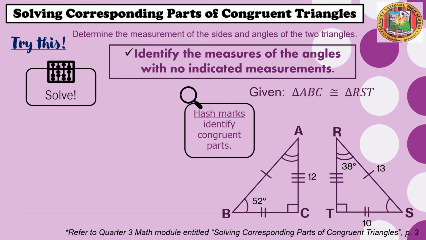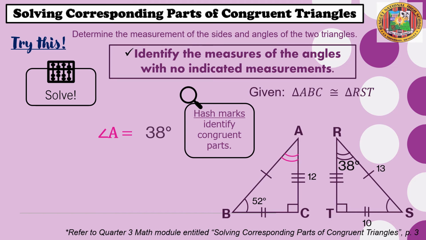Now we identify the measures of the angles in the triangles. Still following the idea that hash marks identify the congruent pairs of parts, we begin with angle A in triangle ABC, which has the same number of hash marks as angle R. That means angle A is congruent to angle R, and since angle R measures 38 degrees, that means angle A also measures 38 degrees.